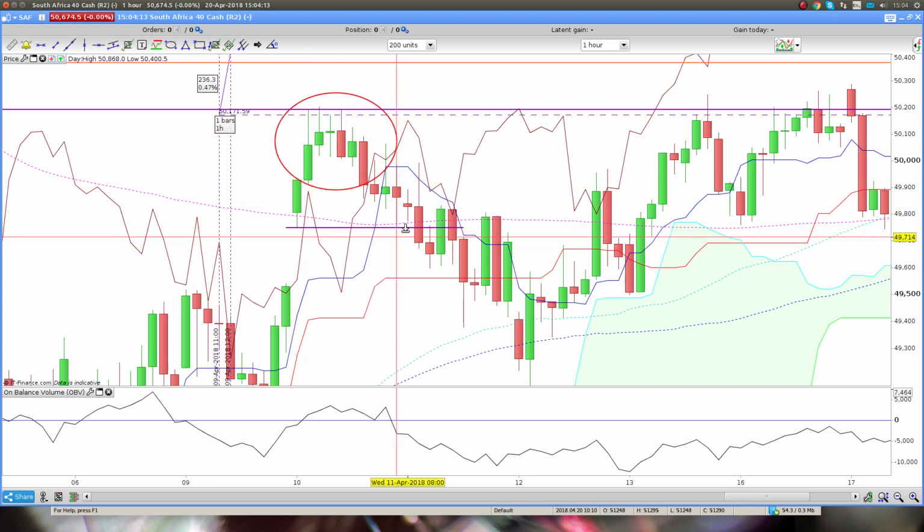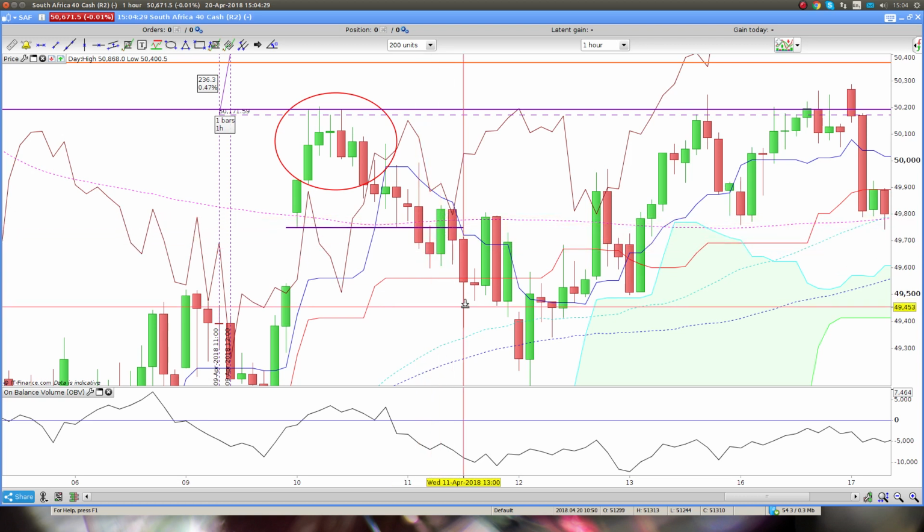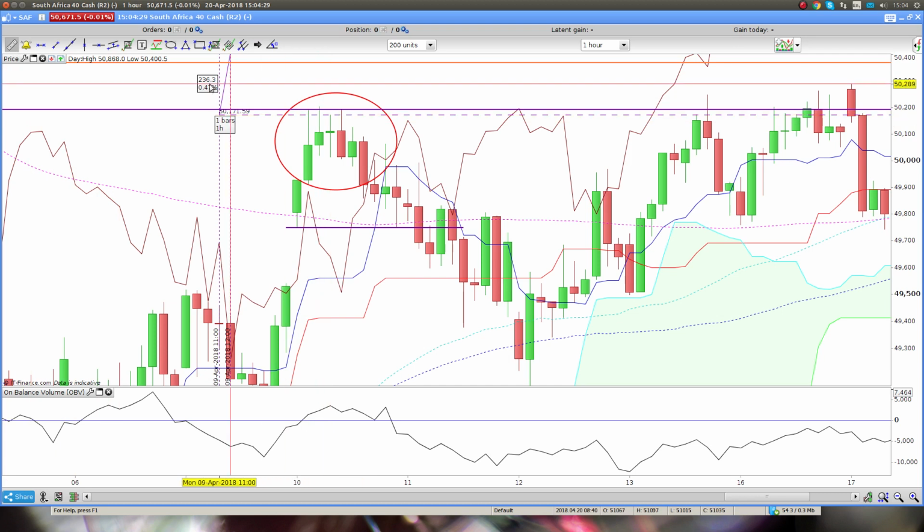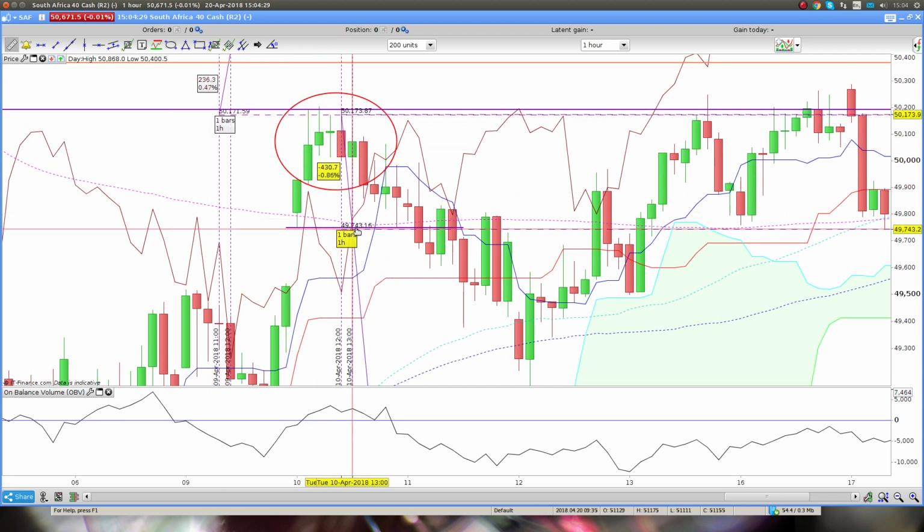And you can see how it got here. And then we struggled a bit. And then we eventually broke through, came back, tested the break, and then continued. So that's the first target. So there's many ways of doing this. You could say, from there, I have a 236 pip stop loss. So I'm quite happy to take profit at 400. That's a 2-to-1 trade. Okay.